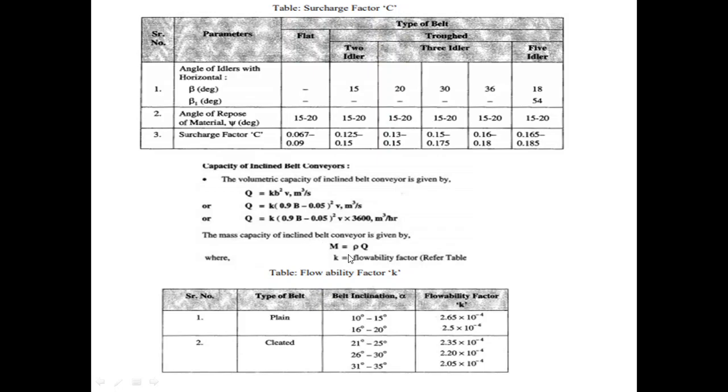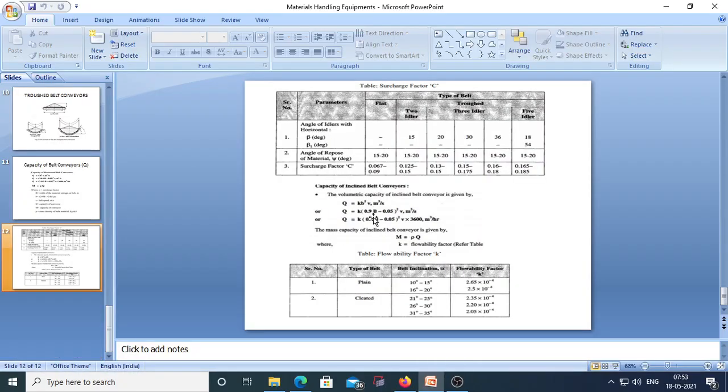Again, a similar formula is used: M is equal to rho into Q. You will get the flowability factor with the help of belt inclination. If the belt is plain or cleated, these two values give the flowability factor. Okay, all of you getting? Yes. How to calculate the flowability factor or surcharge factor? With the help of the given different values for beta and alpha.